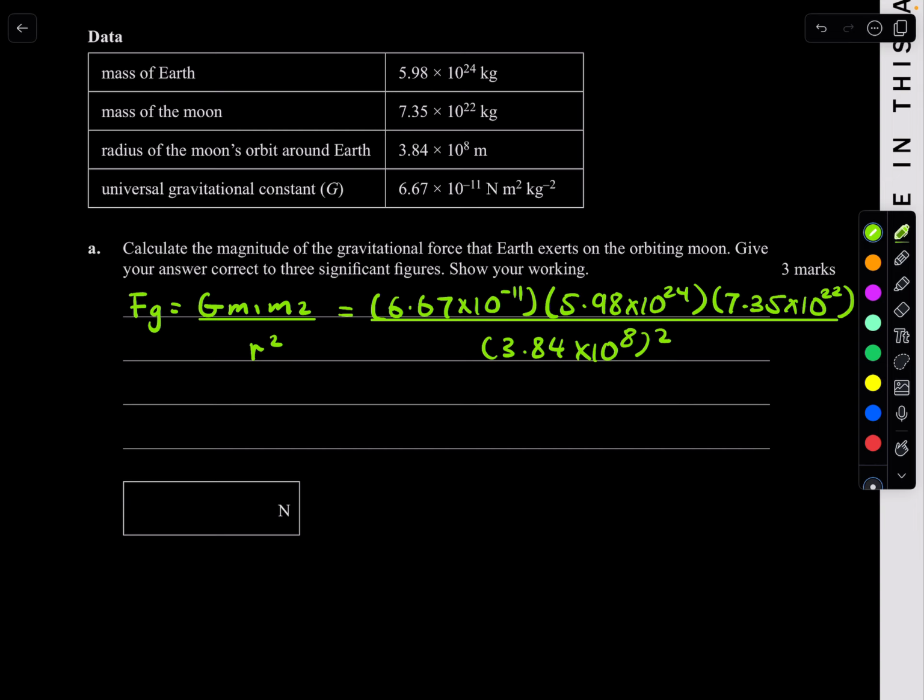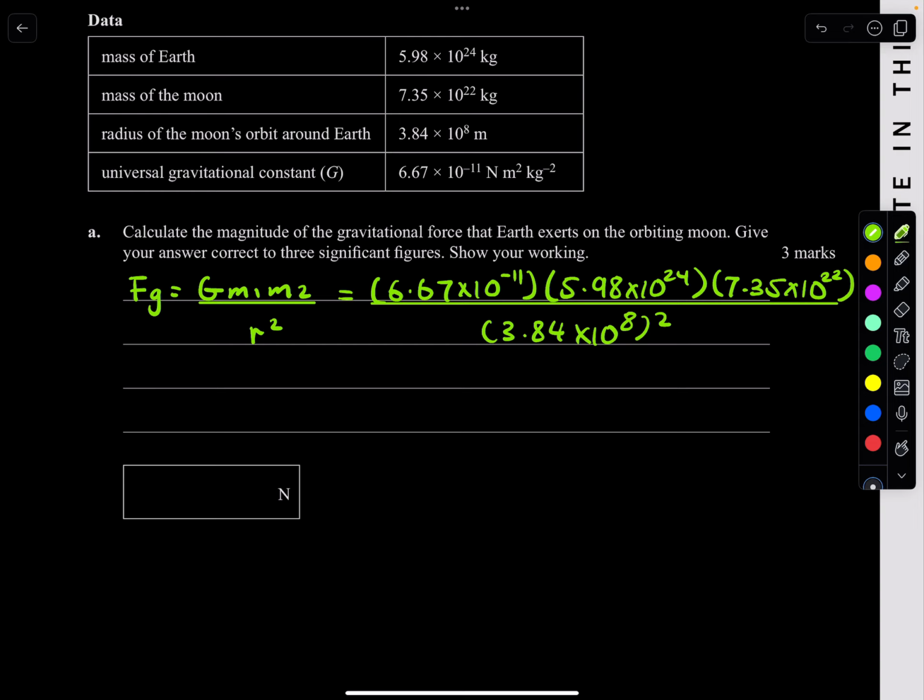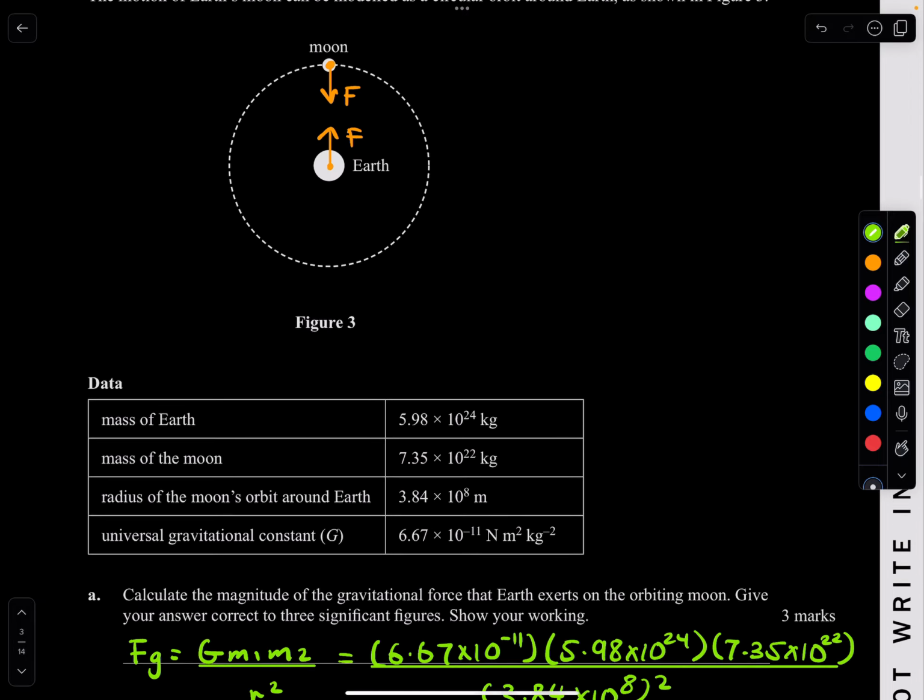That looks good. 3.84 times 10 to the power of 8 squared. So I get to how many significant figures? 3 significant figures. 1.99 times 10 to the power of 20 newtons. What a large force. Beautiful.